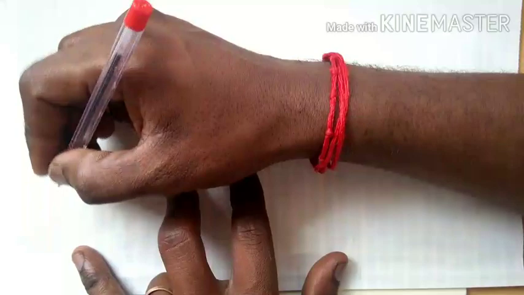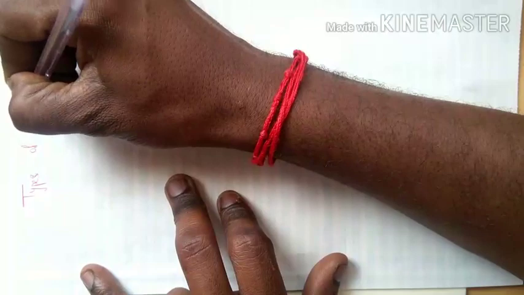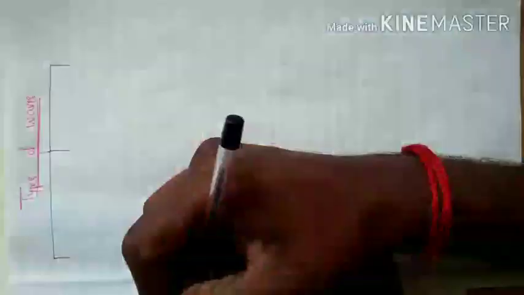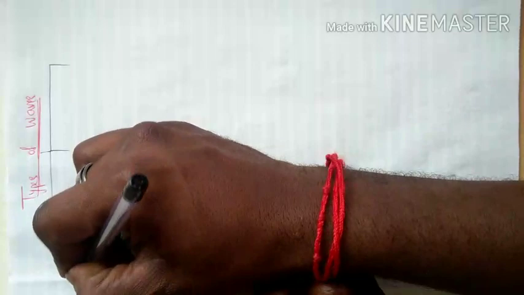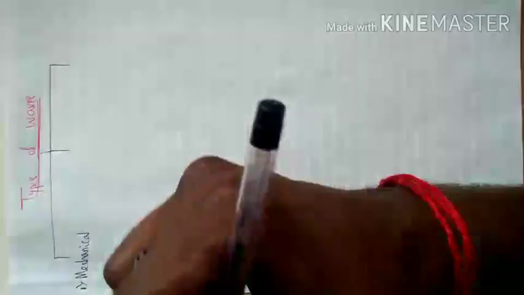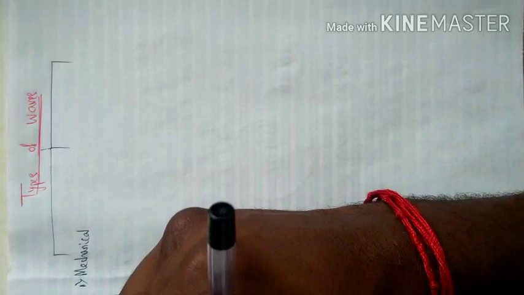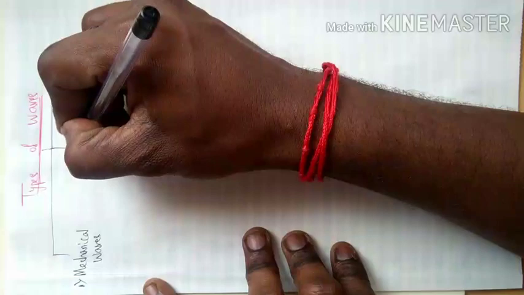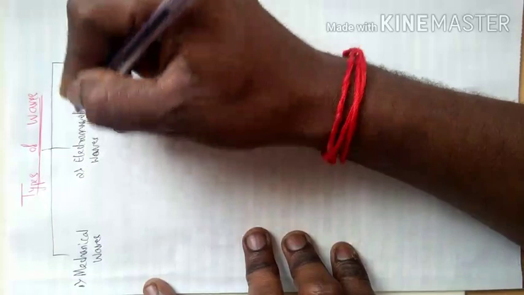Now we are going to see the types of waves. This is the main branch where the waves have been classified. The types of waves have been classified into three types. The first type, we call it a mechanical wave. The second type, we call it electromagnetic wave. And the third type, we call it matter waves.